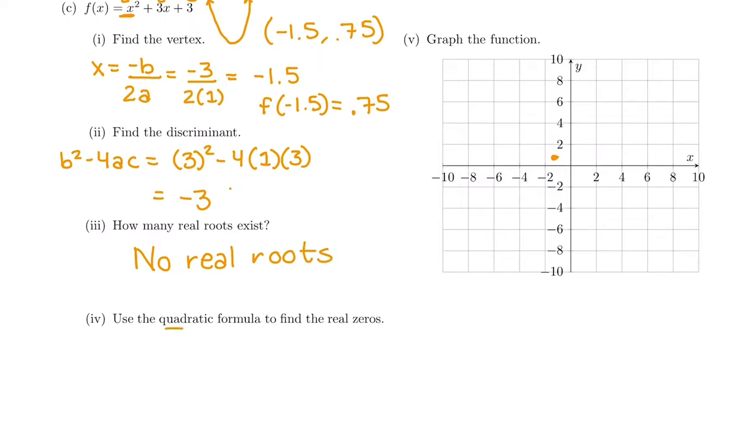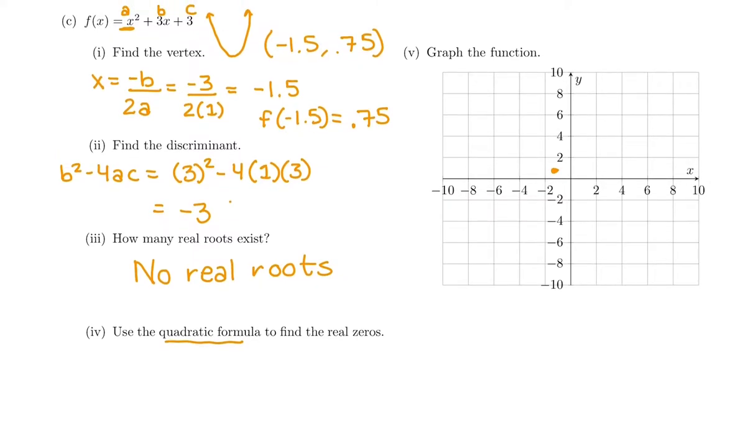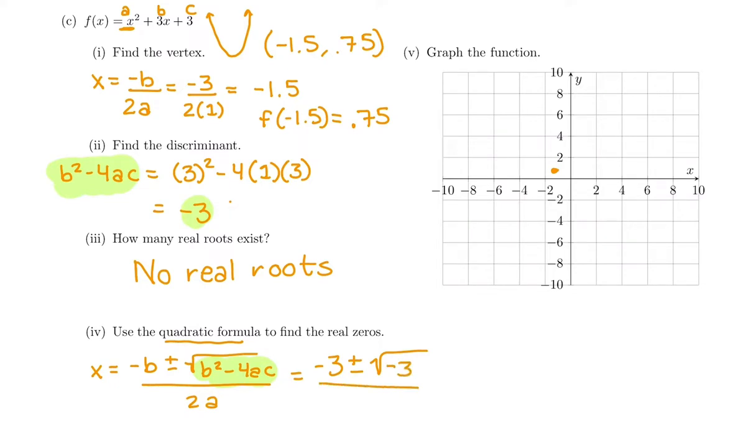We can see that by doing the quadratic formula. So the quadratic formula is negative b plus or minus the square root of b squared minus 4ac all over 2a. So for ours, our negative b is going to be a negative in front of a 3, plus or minus the square root. We want to remember we already calculated the discriminant, b squared minus 4ac. When we go to plug it in, we already found that that's negative 3, over 2 times a, so 2 times 1.